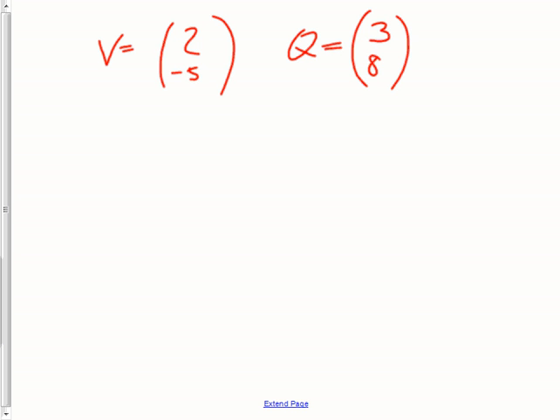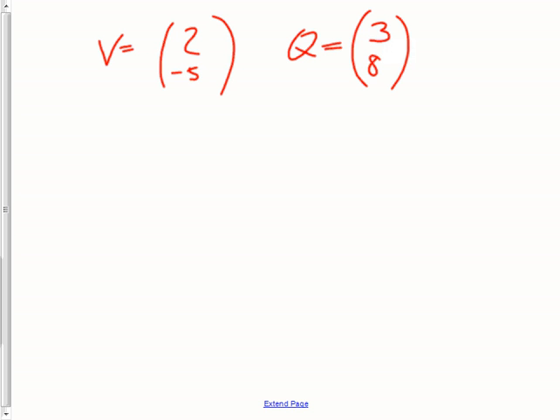All right, so now I am going to set you loose on a problem to see if you understand this. Here's your two vectors, 2, negative 5, and 3, 8. This is going to be, no, i is not a good choice, V and Q. And I would like you to find me the angle that would be between them by doing that little process we just did.